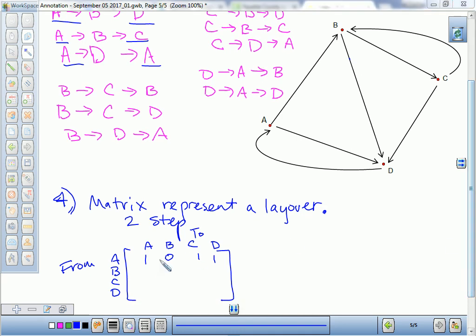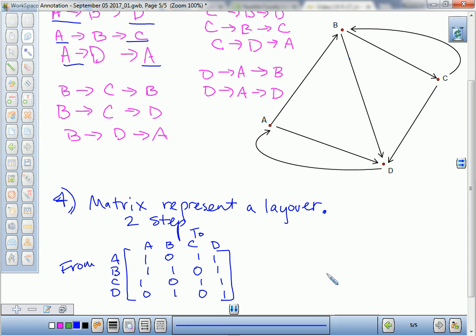Okay, so let's look at B. B to B, B to A, B to D. There's no B to C. C, we got C to D, C to C, and C to A, but no C to B. And then D, we have D to B and D to D. Okay, so does your matrix look similar to mine? 1 0 1 1. Cool.